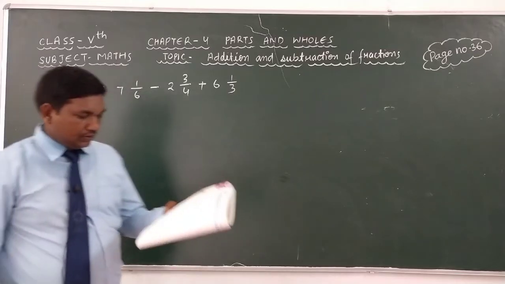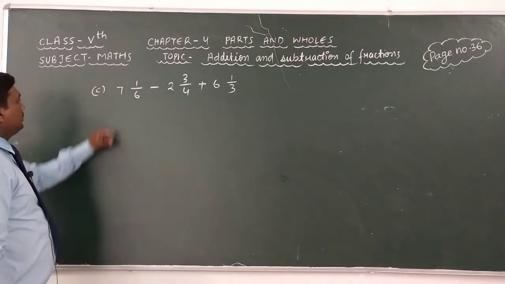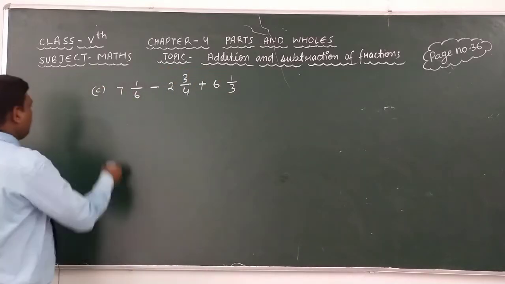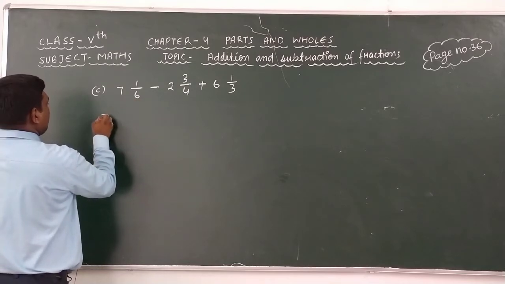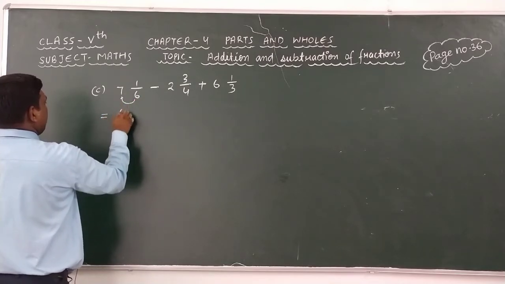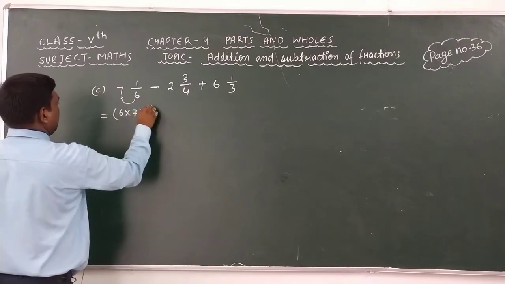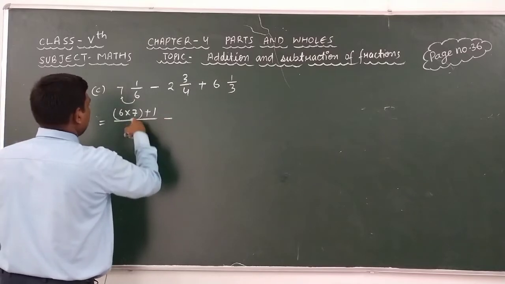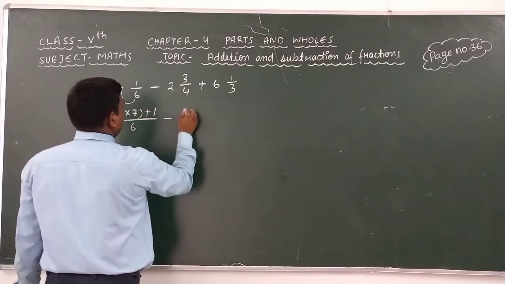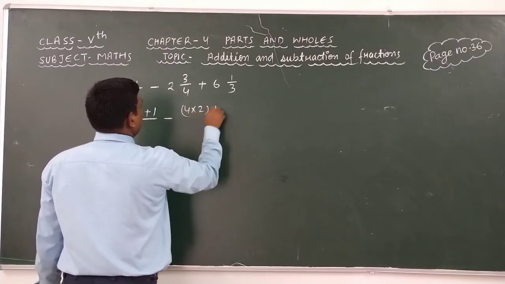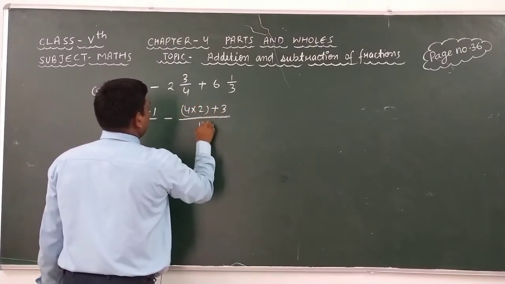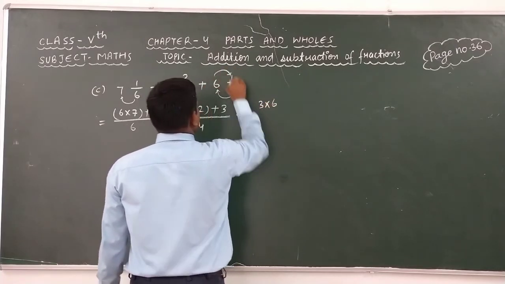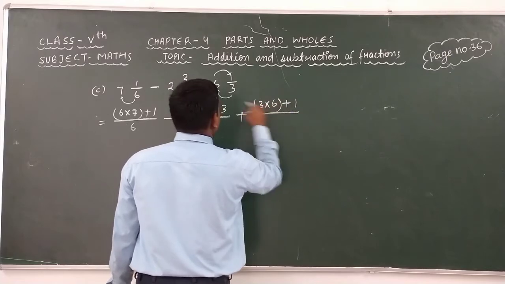Okay, students, in this question firstly we have to change the given mixed fractions into improper fractions. Okay, look at here carefully. Firstly we have to multiply 6 by 7 and add 1 total upon 6. Similarly we can solve all. 4 2s are 4 into 2 plus 3 over 4 plus 3 into 6 plus 1 total upon 3.